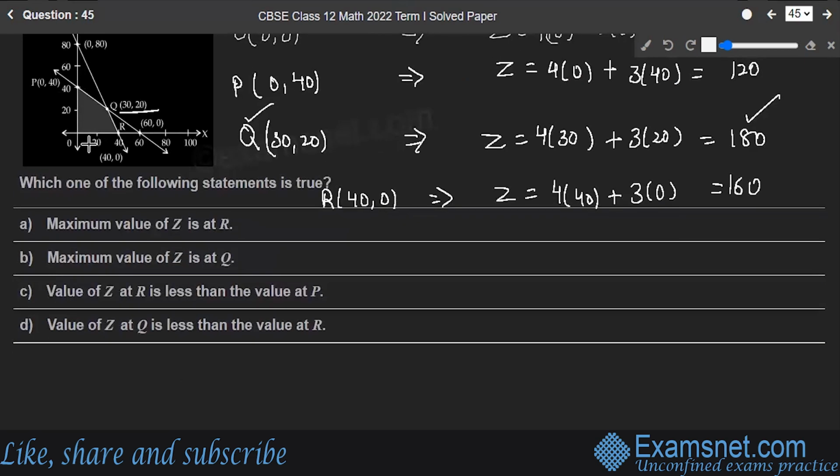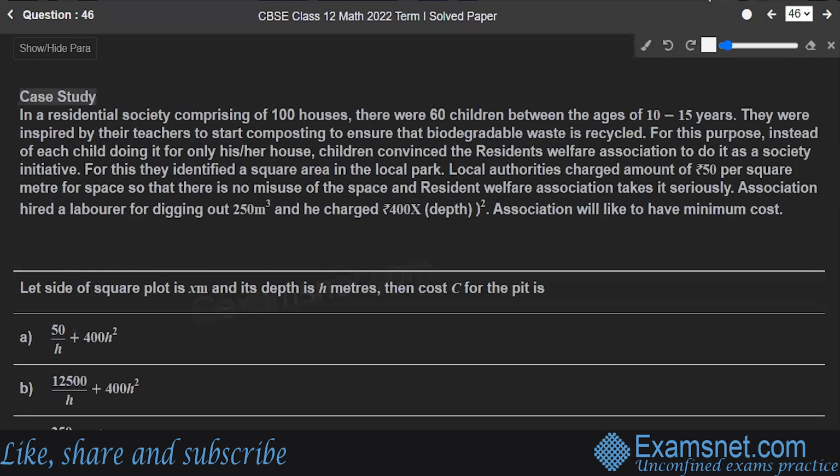So we definitely have option B as the correct answer. So option B is the correct answer to the question. Hope you understood that. Let's move to the next question.